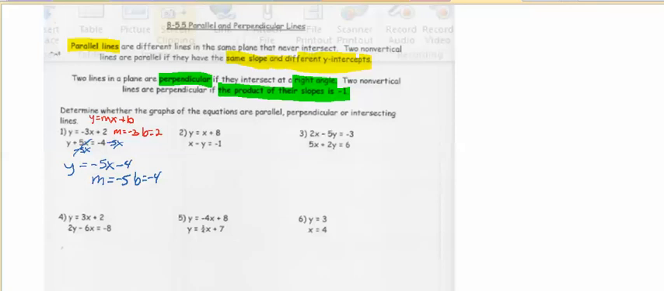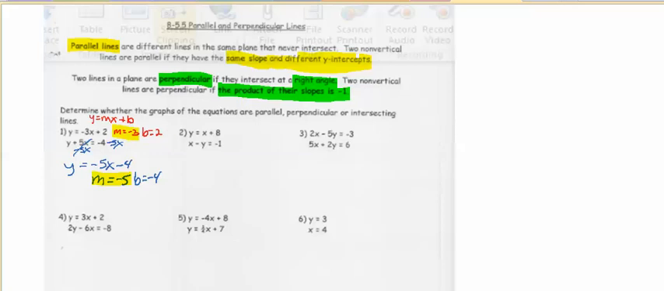Okay, now I look back up to my definition. Do they have the same slope and different y-intercepts? So I look at the slope. Here's the slope here, and here's the slope here. So do they have the same slope and different y-intercepts? No.